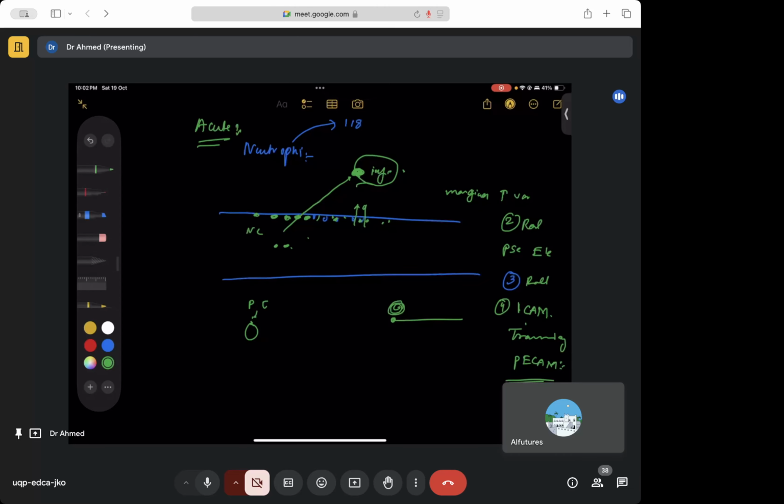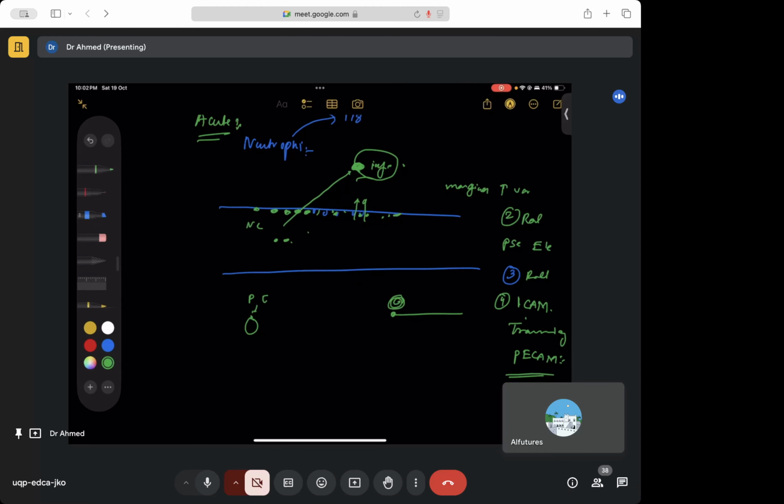Now I want them to be in a single place or stay there. So then I'm going to adhere them. So ICAM is going to adhere them. Then I would transmigrate them through this membrane. So this process is known as transmigration simply. Okay, so this was all about acute inflammation.